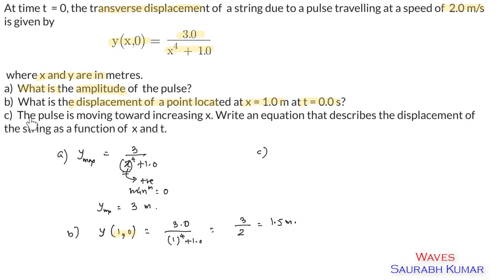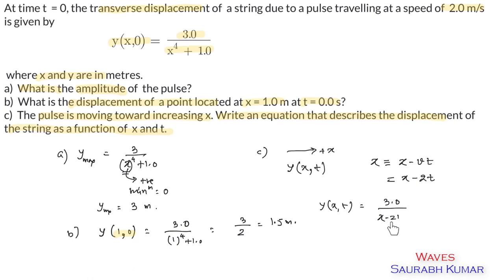And part C, the pulse is moving towards increasing x, means along positive x axis. Write an equation that describes the displacement of string as function of x and t. So to write that function, you know x is to be replaced by x minus vt, minus sign because it is propagating along positive x axis, and v is 2, so x minus 2t. So y(x,t) will be equal to 3.0 divided by (x minus 2t) to the power 4 plus 1.0. This is desired unknown.